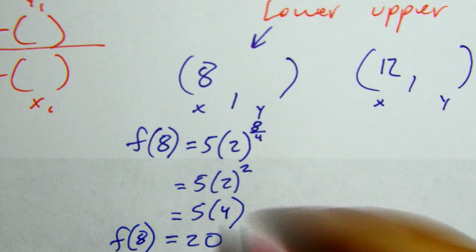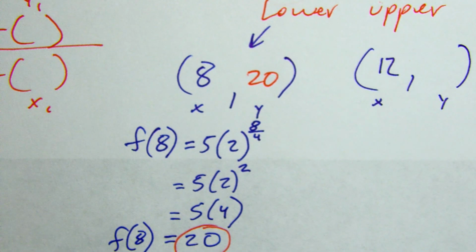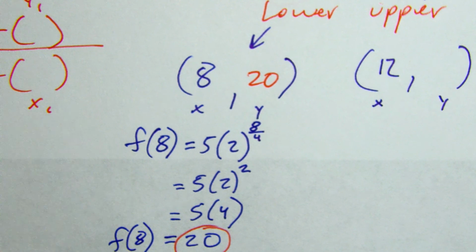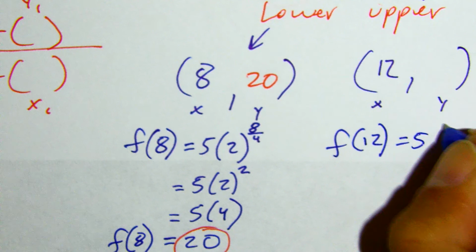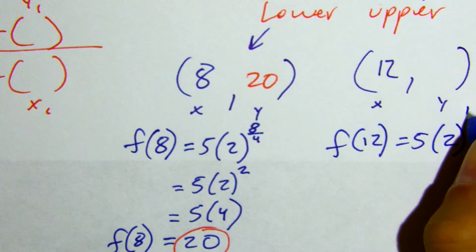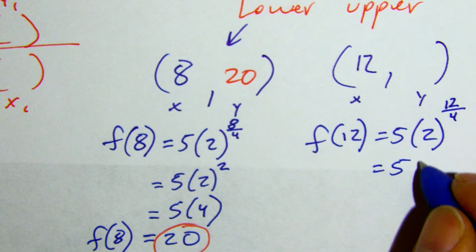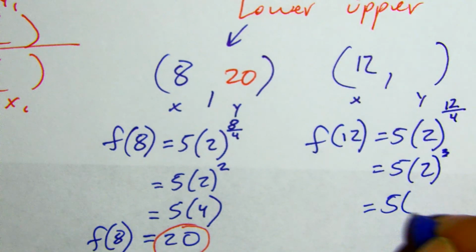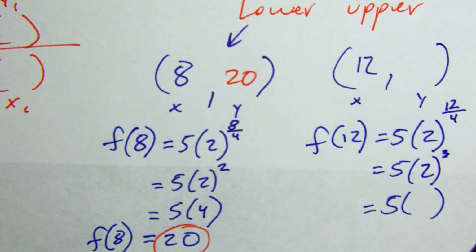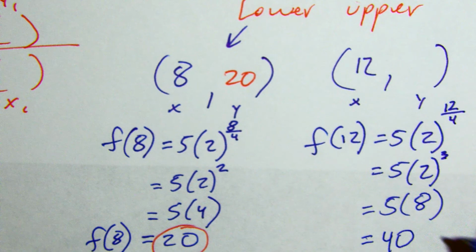Now over here, we have to do f of 12. 5 times 2 to the 12 divided by 4 is going to be 5 times 2 to the third. 2 to the third is 2 times 2 times 2, 8. So we get 40. F of 12 is 40. You see? All I did was use what they gave me, the interval.